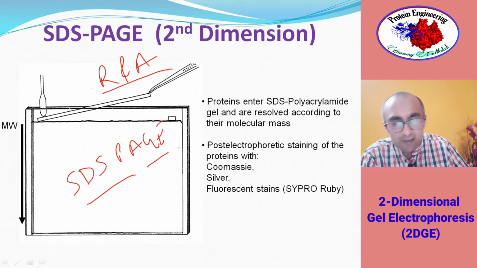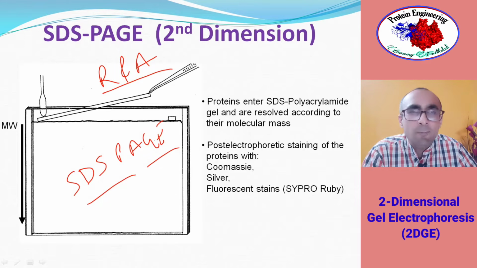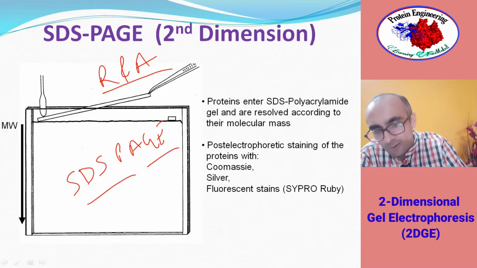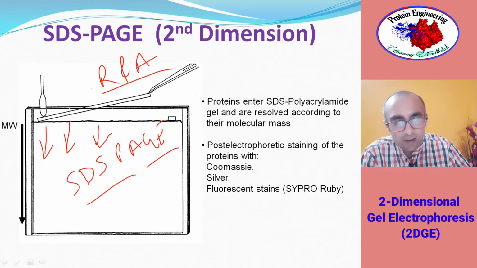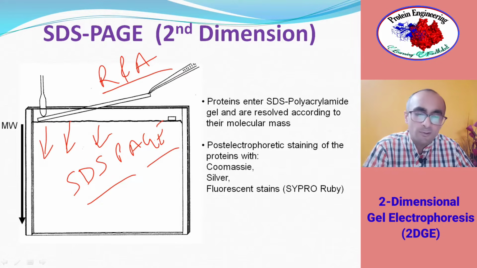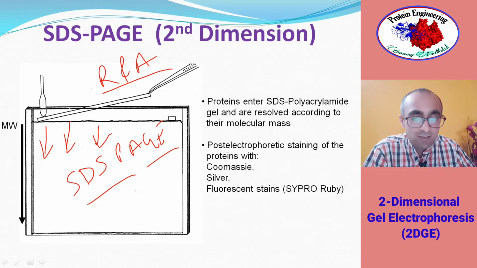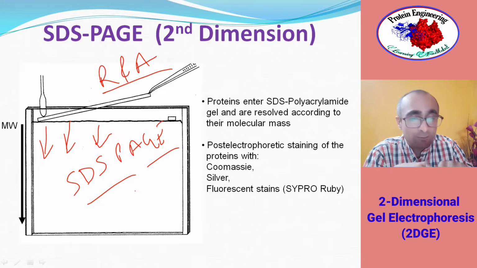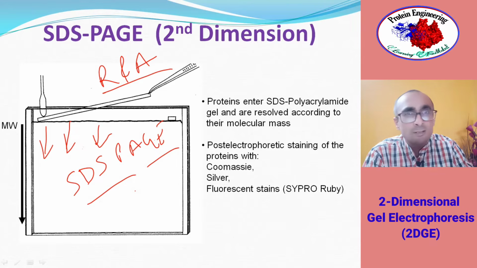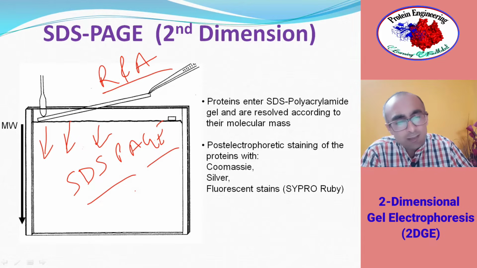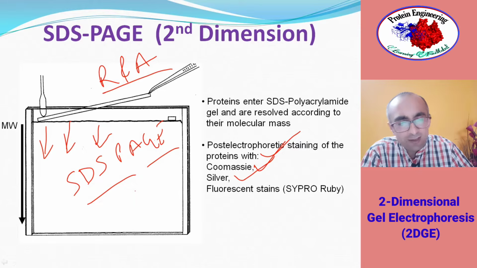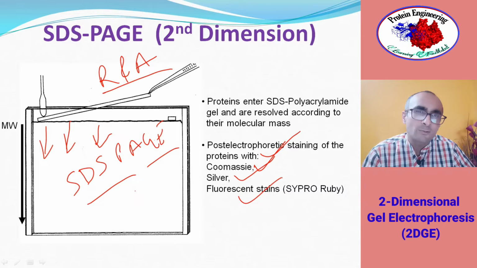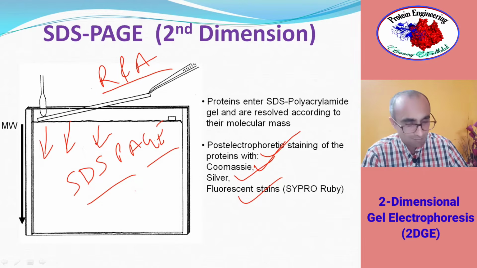And this SDS PAGE, you allow it to run in a perpendicular direction to the isoelectric focusing. So proteins would migrate now in a perpendicular direction from the IPG strip, and eventually all the proteins in the proteome would be separated in this second dimension, which is SDS PAGE. Here migration will be on the basis of the size of the protein, and once the run is complete, the gel can be stained by different dyes like Coomassie blue, or silver staining can be done. In fact, fluorescent dyes, which are very sensitive, are also commonly used to detect even a small amount of protein in 2DG.